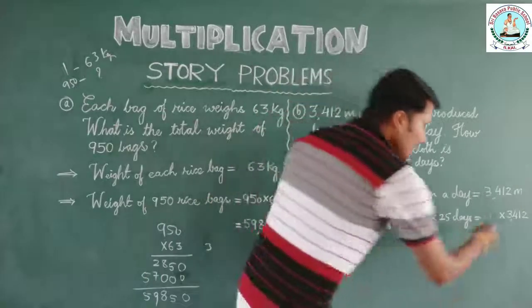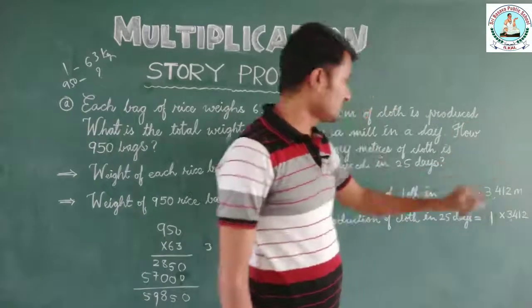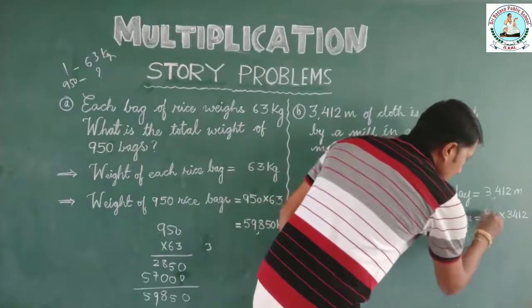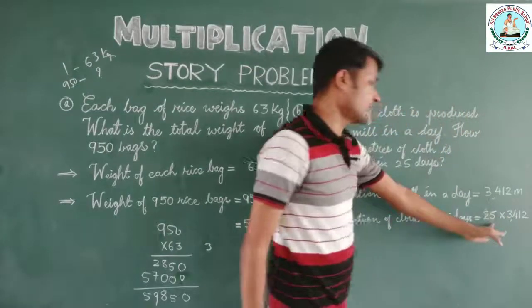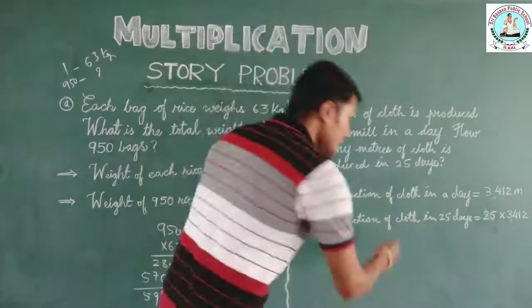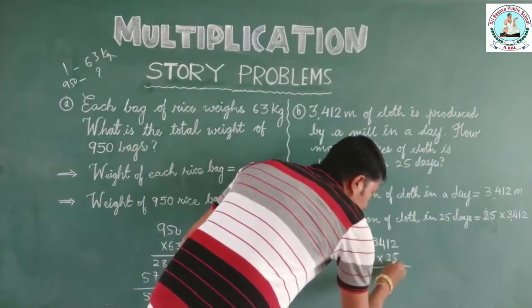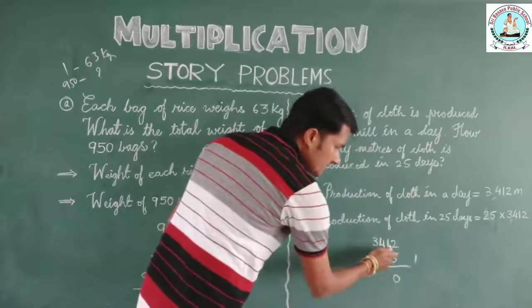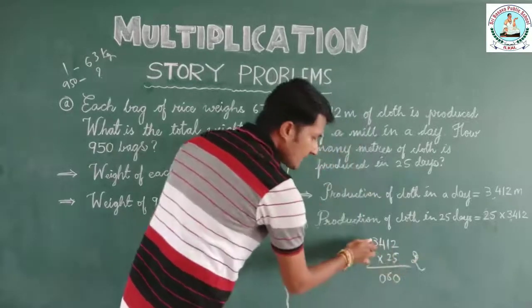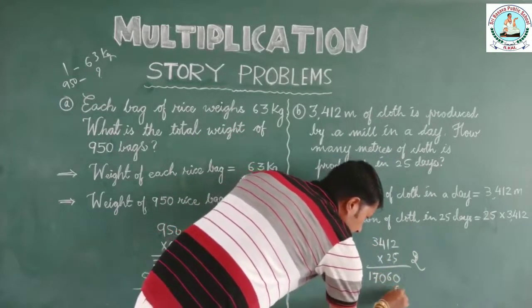So see here, in one day that mill is producing this much cloth, but we need to find out in 25 days. So in place of 1 you have to write 25. So now you have to multiply 25 times 3412. So let's multiply here. 3412 times 25. So 5 2s are 10, 1 carry, 5 1s are 5, then 5 plus 1 is 6, then 5 4s are 20, 2 carry, then 5 3s are 15, 15 plus 2, it is how much? 17. Then you can write 0 here.